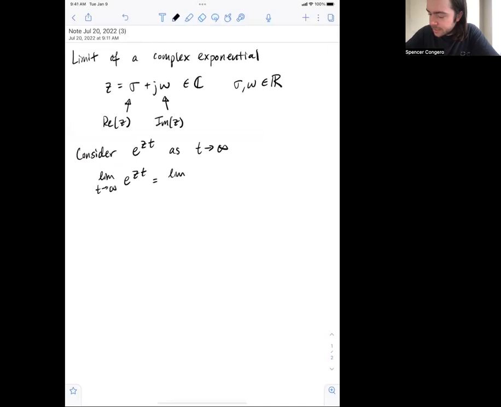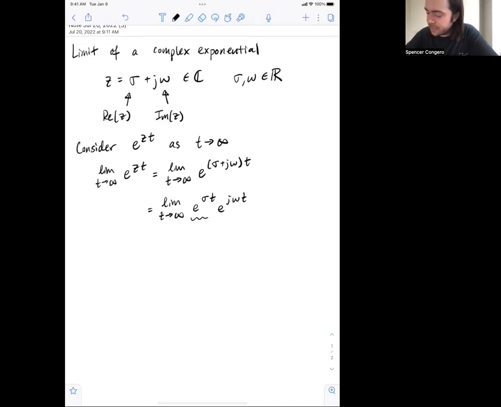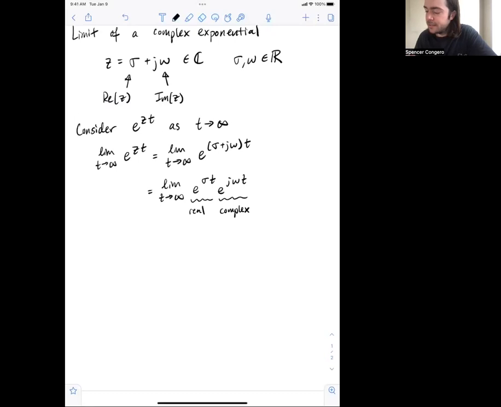Well, I know what z is. z is just sigma, the real part, plus j times omega, the imaginary part, times t. And I can split up that exponential. So that looks like e to the sigma t times e to the j omega t. So what can we say about these two functions? Well, this one right here, sigma is real, t is real, e is real, so this whole thing is real. And over here, this is the complex part. So we're going to look at each one of these parts. Let's just start with the complex one.